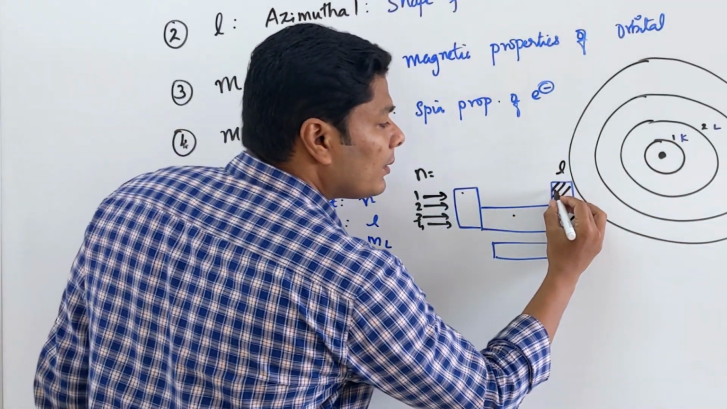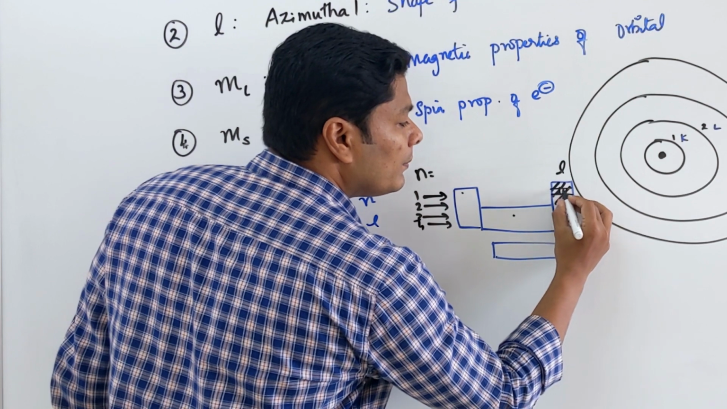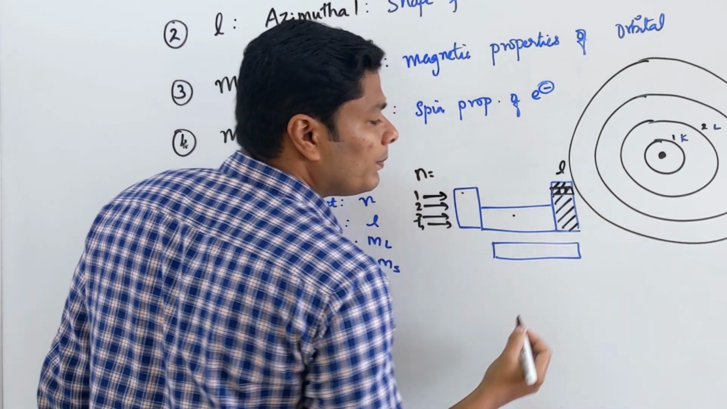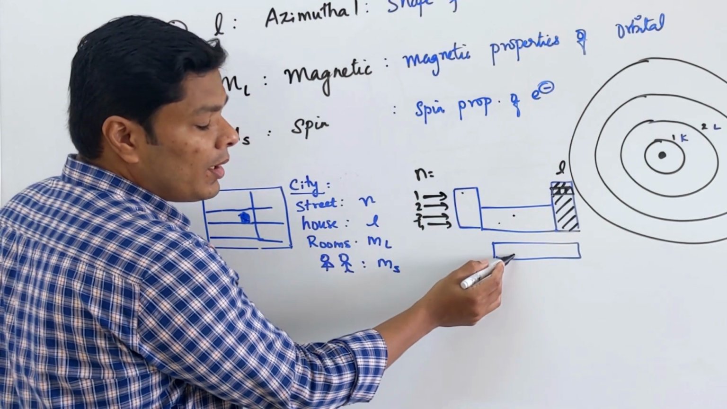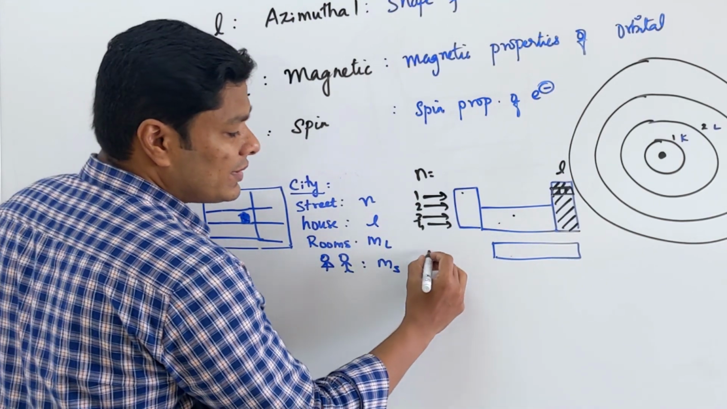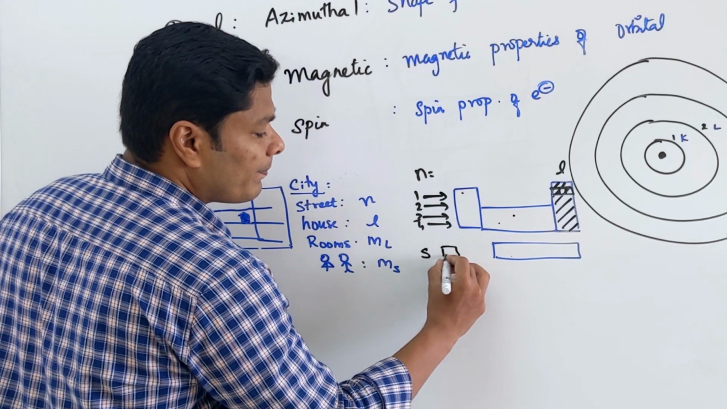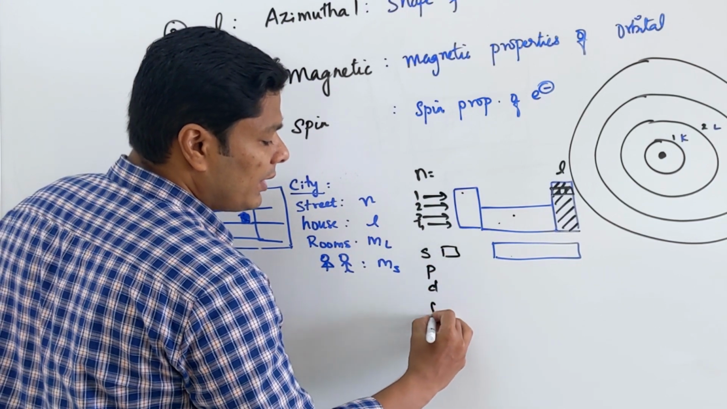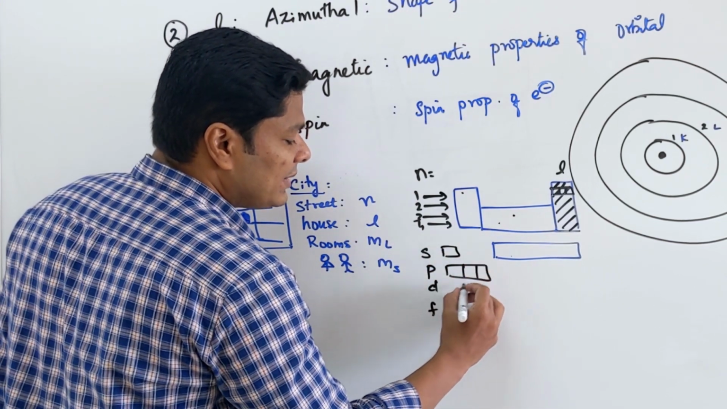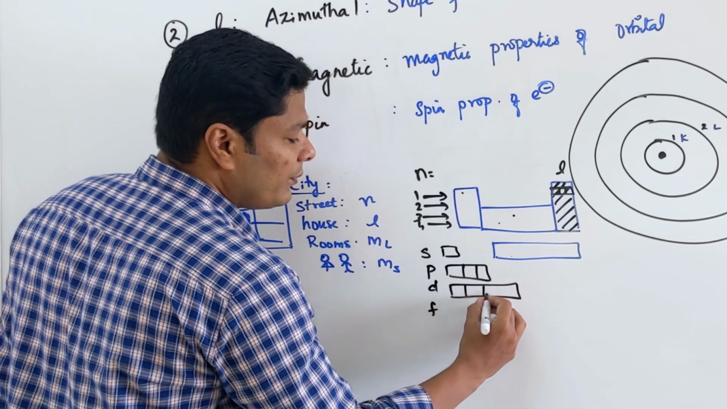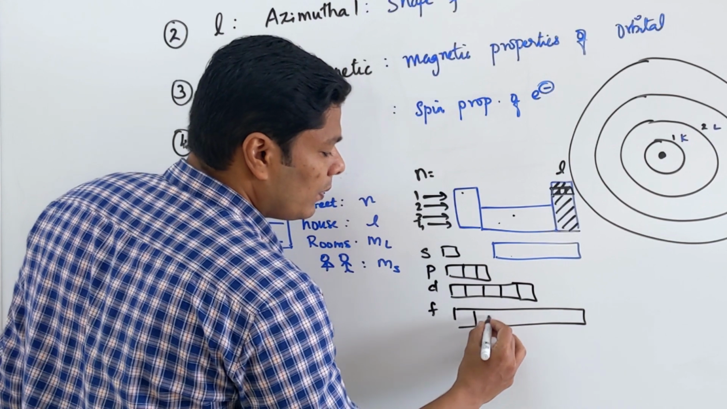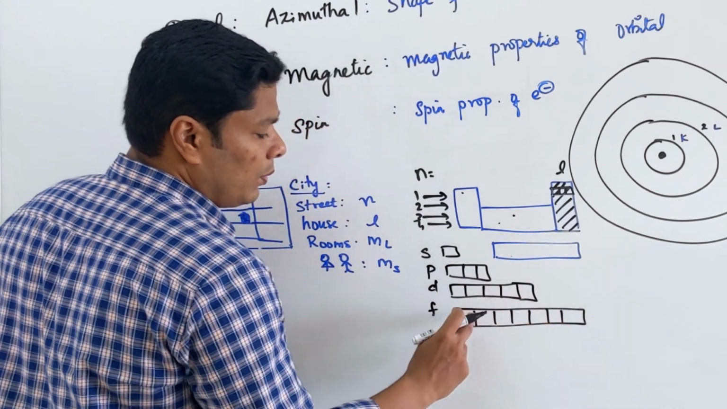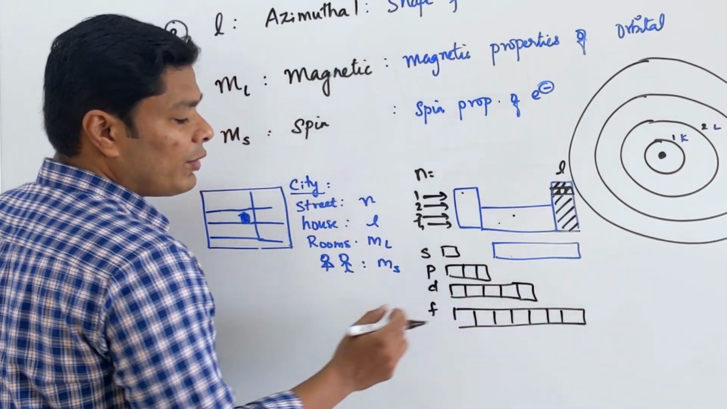Room. In that I have 3 rooms for P. D orbital has 5 rooms. S orbital will have only one room. F orbital will have 7 rooms. Just similar to drawing boxes. S, P, D and F. These are the maximum number of orbitals possible for each of them. One, two, three, 4, 5, 6, 7. So these are our rooms.